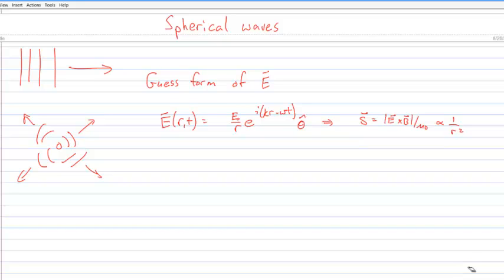Constructing a solution means taking a trial solution and substituting it into the relevant equations to see what, if anything, about the trial solution needs to be changed. So let's substitute our trial E into Faraday's law to get the form of B.